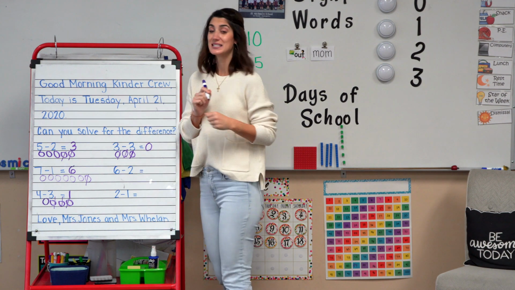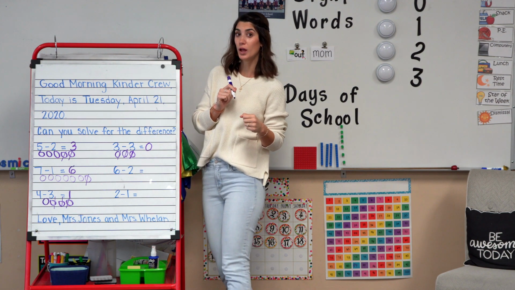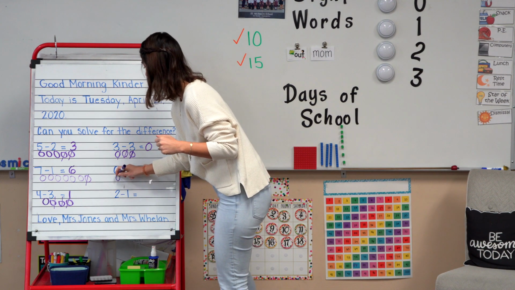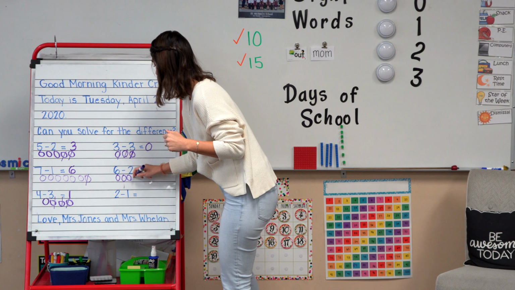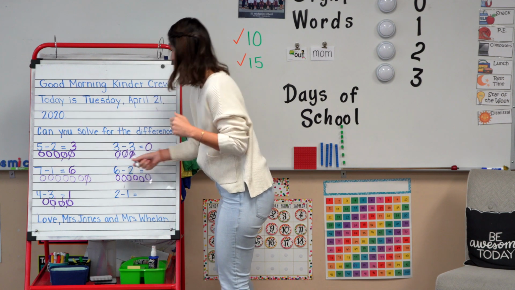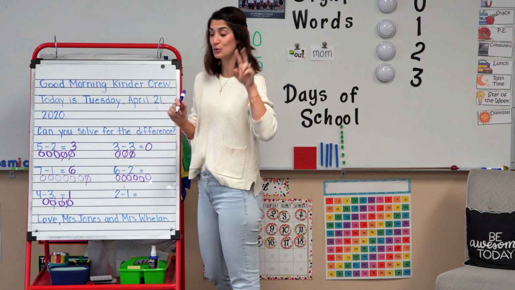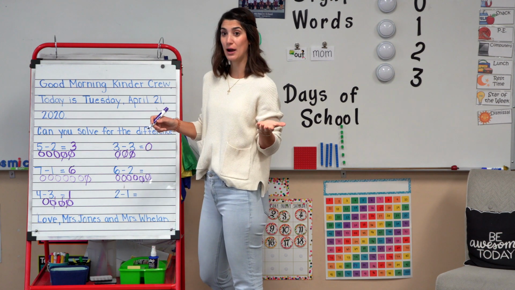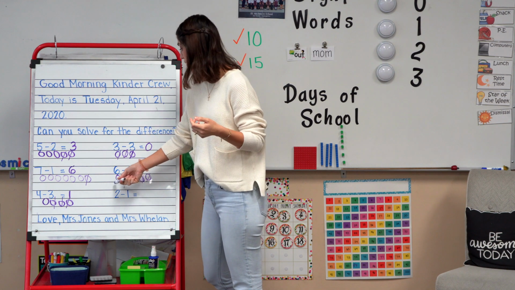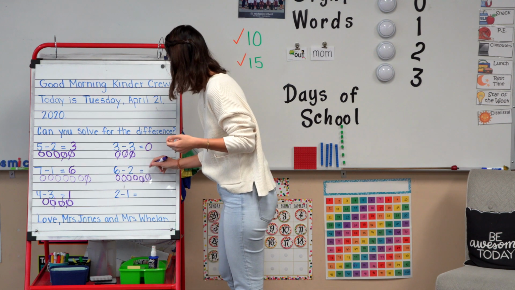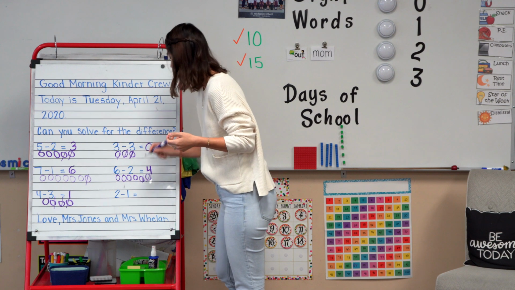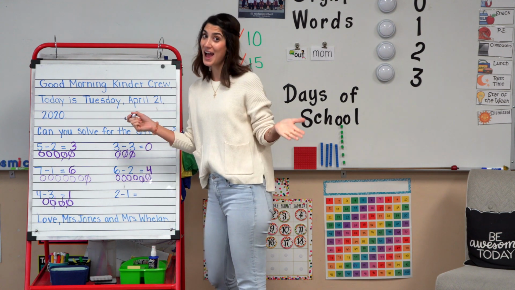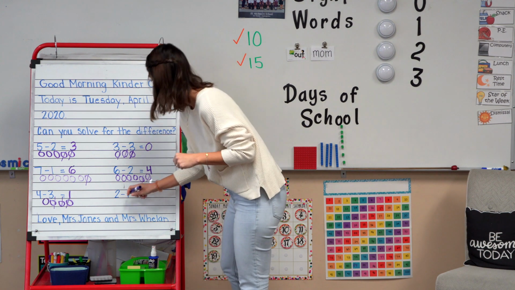All right. 6 minus 2 equals? Let's see. All right, we're starting with 6. So that's how many circles I need to draw to start. And I'm taking away 2. 6 minus 2 equals, now I need to write how many are left. 1, 2, 3, and 4. 4 is my difference. And our last problem, 2 minus 1 equals, all right, let's draw it.